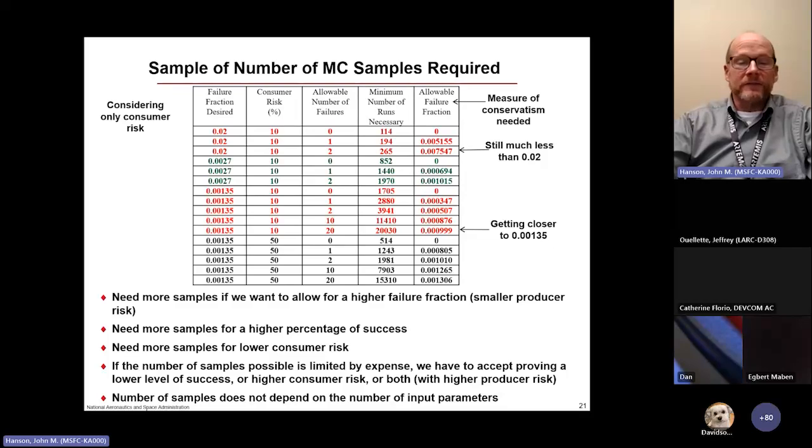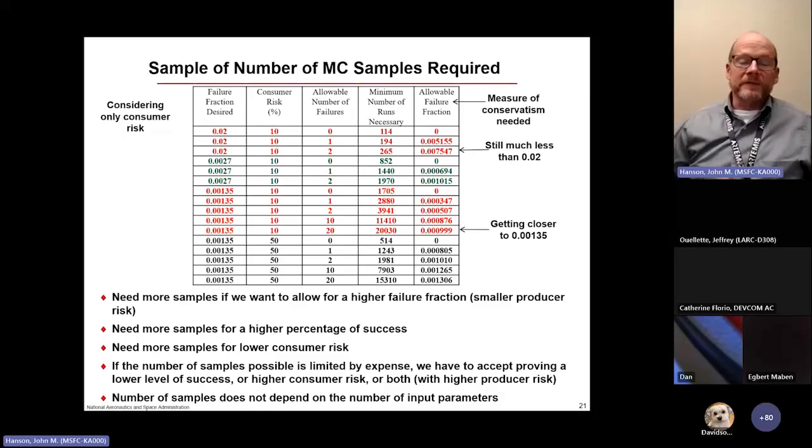Let's see, I guess if you want to allow for a higher failure fraction, you have to run a larger number of samples, and that reduces that producer risk. If you want a higher likelihood of success, you can see as we go down the page here, a higher likelihood of success means we need more samples. We need more samples if we want lower consumer risk. You see that 50 versus 10, 50 doesn't need as many samples as 10 does.